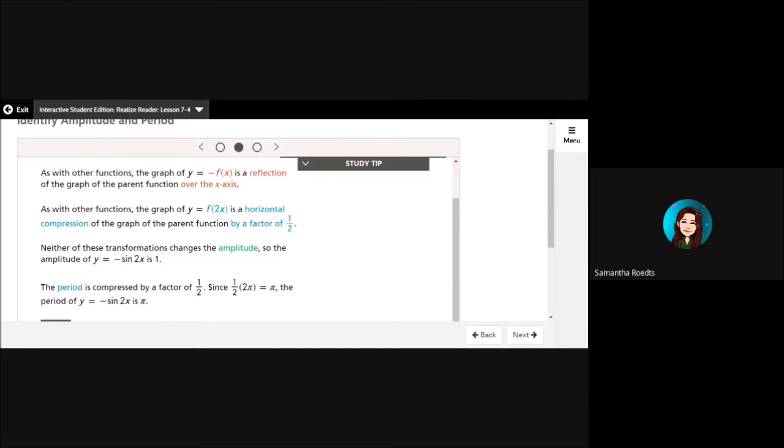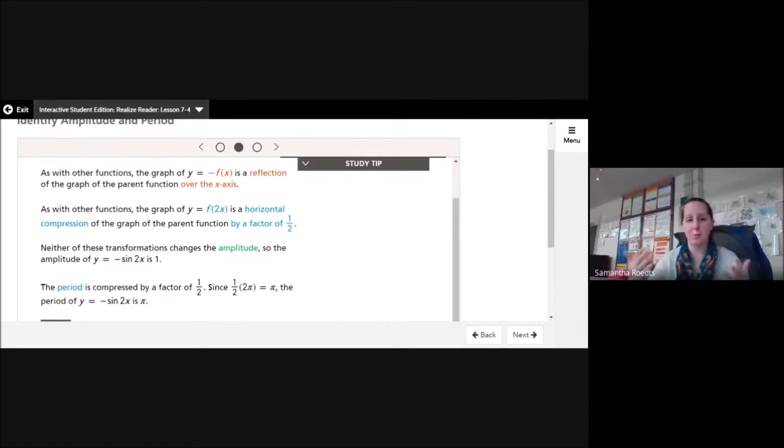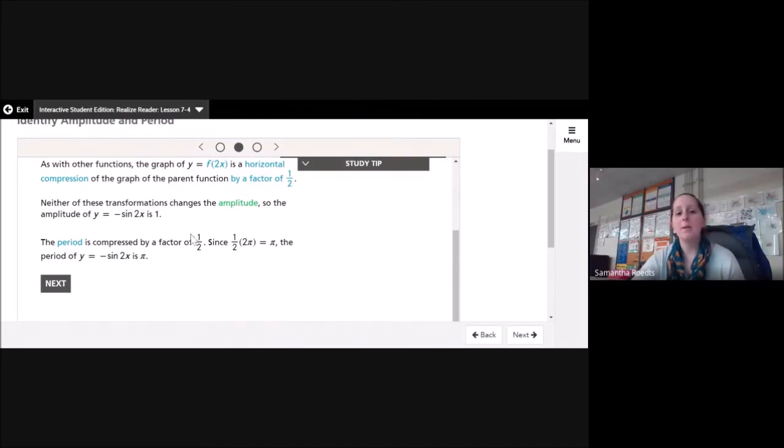So remember that a out in front, that's what gave me my amplitude. In this case, it's just a negative, but it doesn't actually change the amplitude, because the amplitude is still the absolute value of the distance from the midline to the top or to the bottom, my maximum or my minimum. The period is compressed by a factor of 1/2. Since 1/2 times 2 pi equals pi, the period of y equals negative sine 2x is pi.